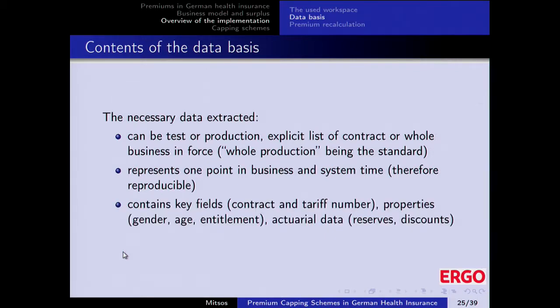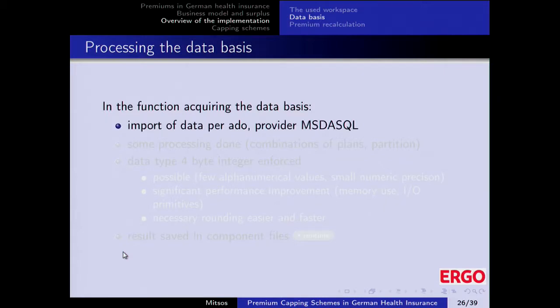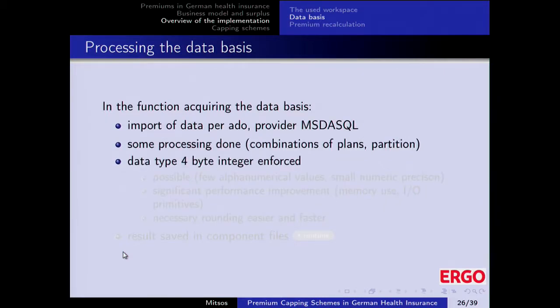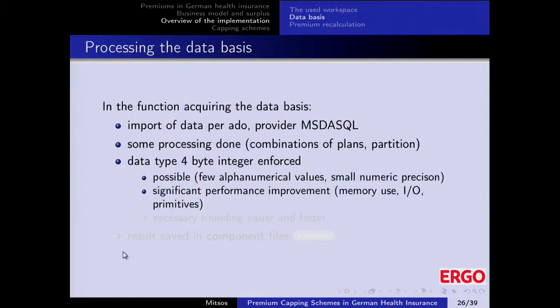The data we extract are reproducible. We have a data model with business and system time, and the data we extract are the whole business in focus, but at one point in this two-dimensional time continuum. The function uses ODBC. It enforces a 4-byte integer format. This is possible because we have small numerical precision, and it helps to reduce input-output, memory usage, such things.